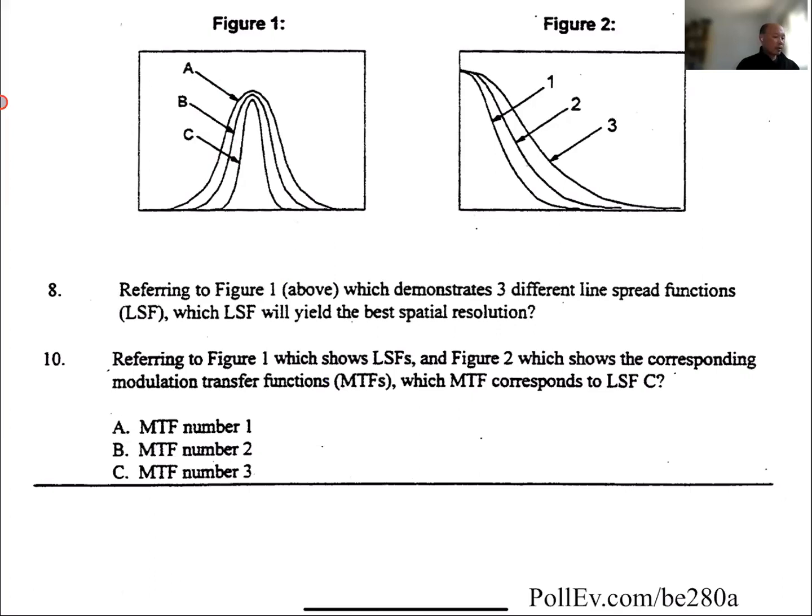Okay, so the next question is, let's say we said C corresponds to the best spatial resolution, right? So now which one of these frequency response curves, 1, 2, or 3, or A, B, or C here, corresponds to this point spread function? Go ahead and take a look at that.